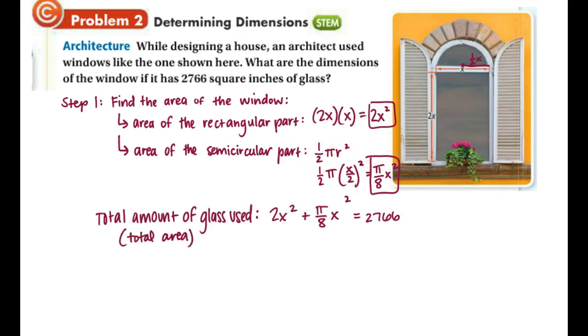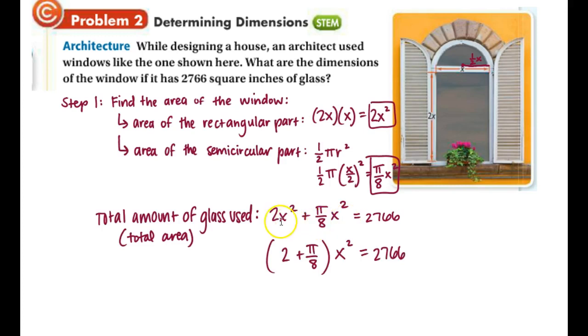So that means the total amount of glass used is going to be set equal to the total area. So we're adding the two different pieces. The area of the rectangular part is 2x squared, and the area of the semicircular part is pi over 8x squared. So we're going to be adding those two terms together and setting them equal to the total amount of glass, and we were told that in the beginning, 2,766 square inches. So now what we need to do is solve for x to figure out the dimensions.